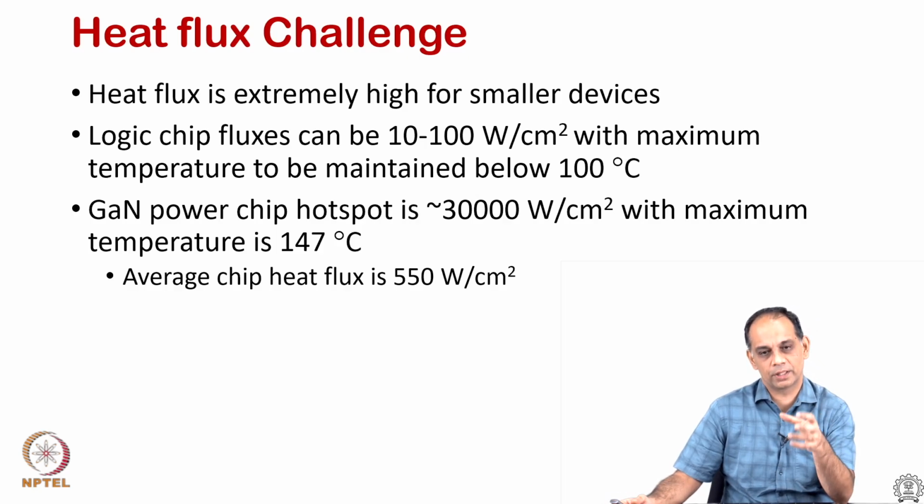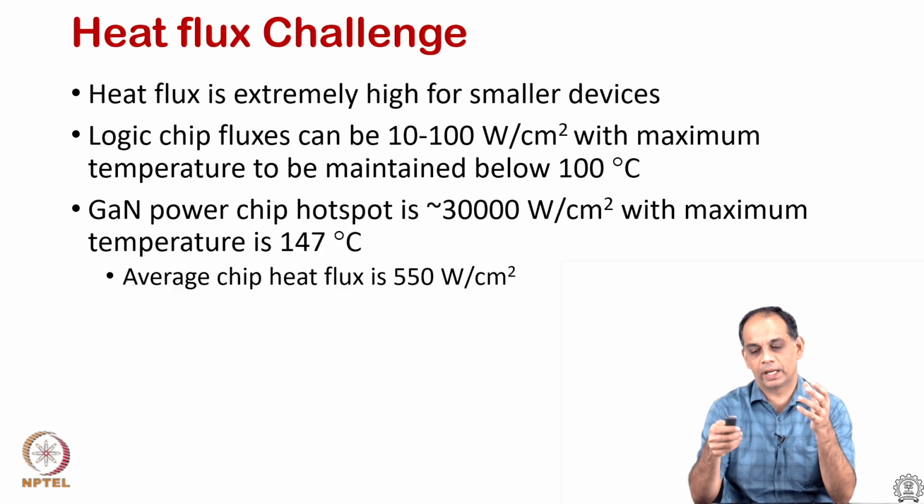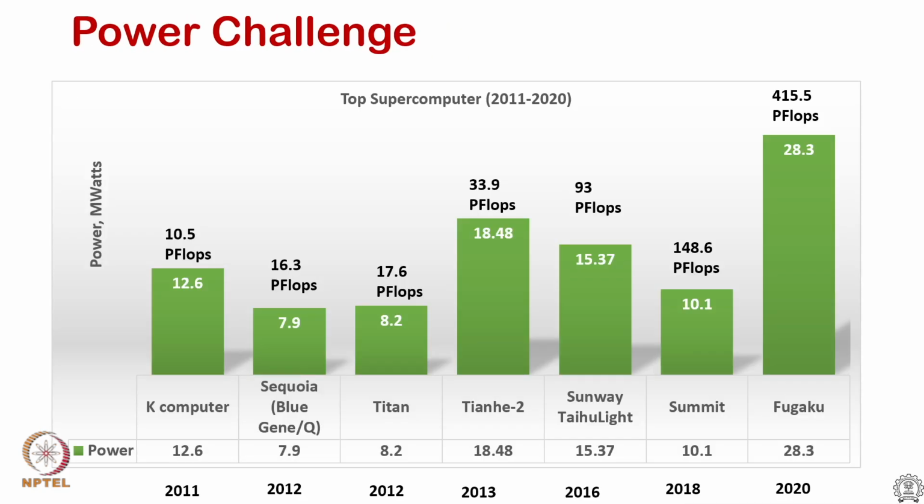If you put it in a server and you take n number of servers, you get a data center or a supercomputer. So, at the small scale, it is the power flux or heat flux that is the challenge. At the data center or supercomputer level, it is the power. If you look at the top supercomputer for the last decade, from 2011 to 2020, for achieving 400 plus petaflops, the system is consuming 28 megawatts of power. That is a lot of power for powering a supercomputer.